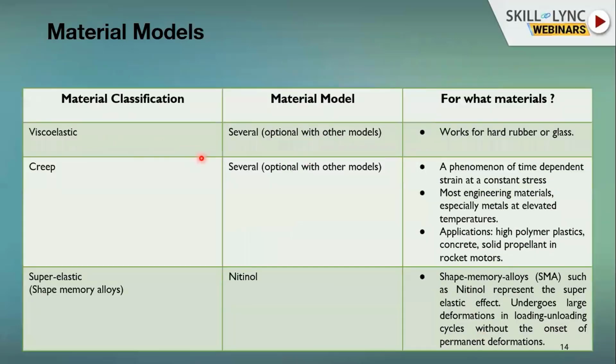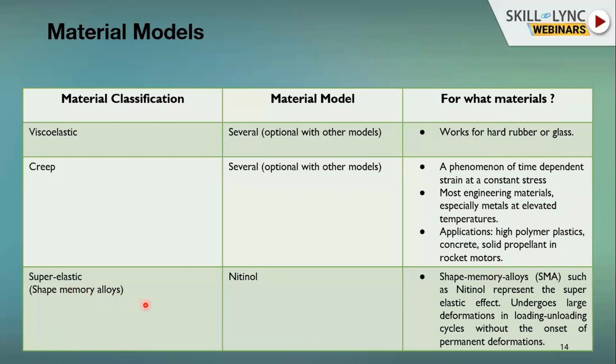The viscoelastic material model is combined with various models you can use. That's for hard rubber or glass. And for the creep phenomenon, there are special models available, the creep equations with implicit and explicit methods, and depending on the type of test and the constants that you have, you can choose that particular material. This is mostly used in materials experiencing elevated temperatures, and the applications could be high polymer plastics, concrete and solid propylene.